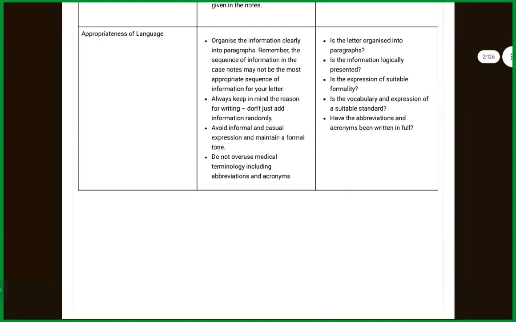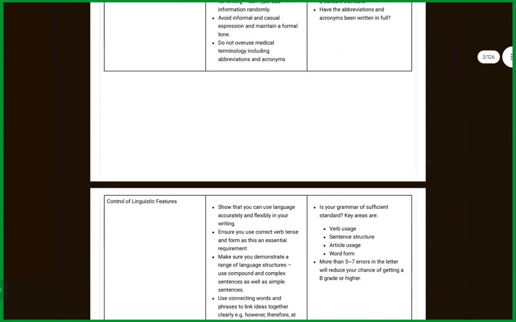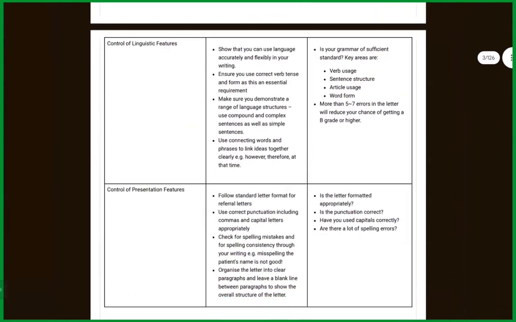Okay, that is the appropriateness of language. We need to know that if the recipient is already a medical person, then we can write in short form. If the recipient is not a medical person, you need to avoid this kind of medical terminology as much as possible, or you can write in full form.